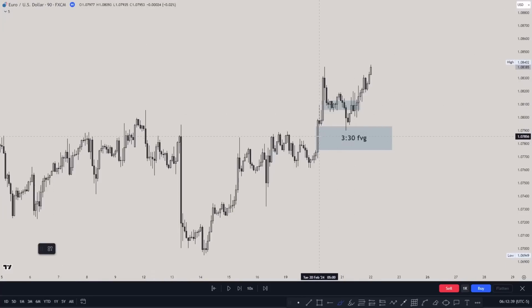Exactly the same thing here. So we refined, this is actually 3:30. This is London kill zone, right? And price came to it at what time? The next London kill zone, 3:30. You see, London kill zone, London kill zone.